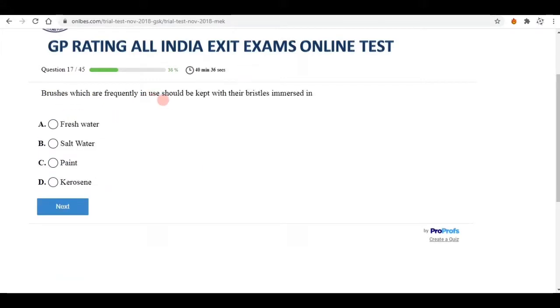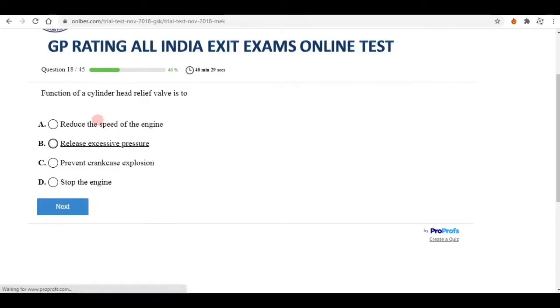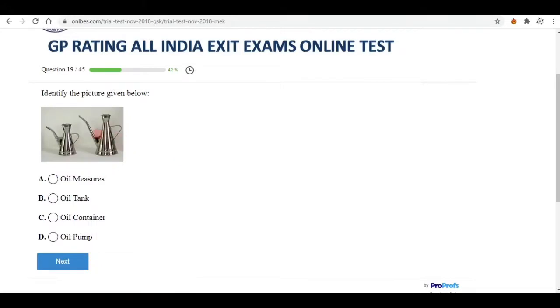Then brushes which are frequently in use should be kept with their bristles immersed in fresh water. The function of a cylinder head relief valve: there is a relief valve on the cylinder head, and its function is to release excessive pressure. This picture is in your book also. Okay, it's called oil measures.